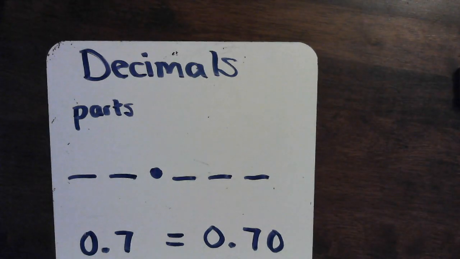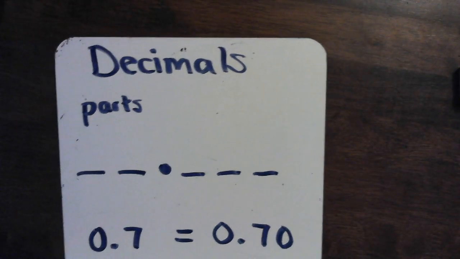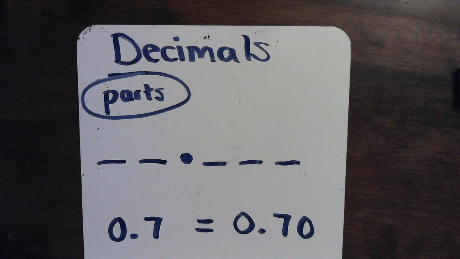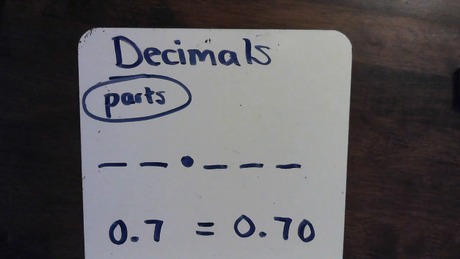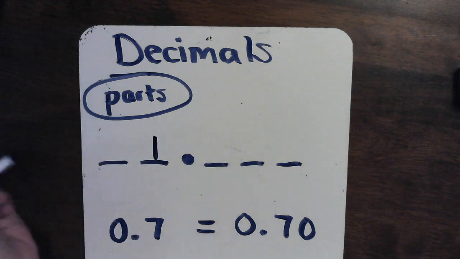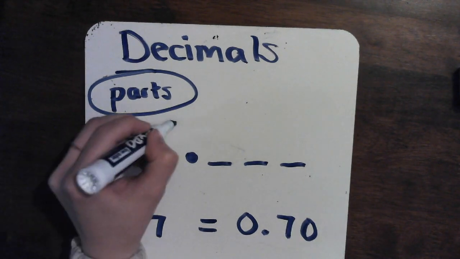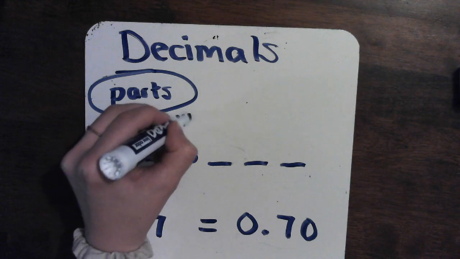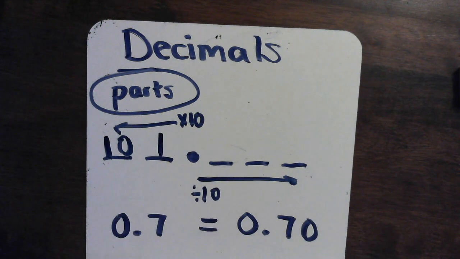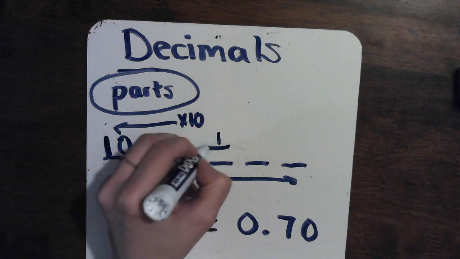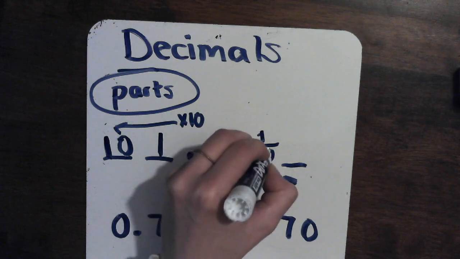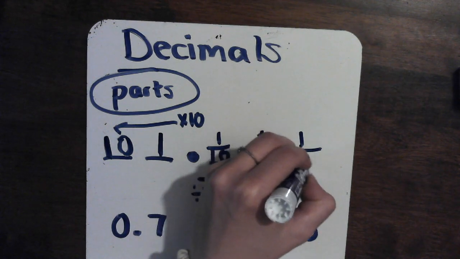So decimals and fractions are the same things. They are parts of numbers. They're not wholes, they're parts. So decimals and fractions can mean the same amount. So first let's go over our place values. So we have our 1s and our 10s. When we go this way, we get 10 times bigger. When we go this way, we get 10 times smaller, okay? So this is our tenths, so this is 1/10. This is hundredths. This is our thousandths, okay?